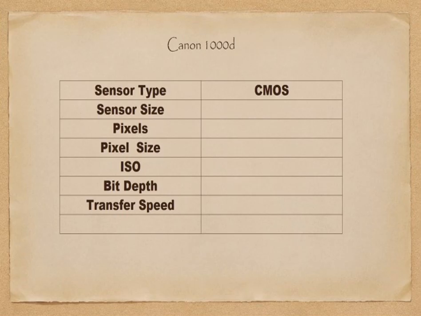We'll take a look at the specifications of the camera that I use for deep space objects. The first is the sensor type. So my Canon 1000D is a CMOS sensor as opposed to CCD.